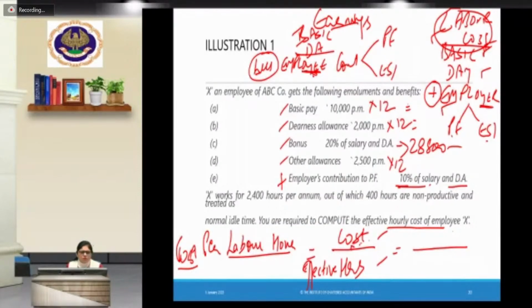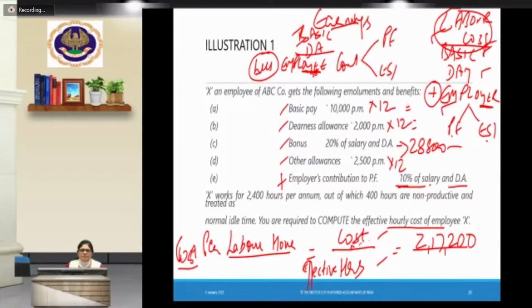Yes, 14,400 is annual, of course. If you take 10% of the annual amount, it will come annually only. 2,17,200, I'm getting the answer from the students. Is it the correct answer? I hope it's correct. So we have got the cost here. Total labor cost will include all the emoluments and benefits which we are paying to the employee or the worker, including the contribution towards PF or ESI.